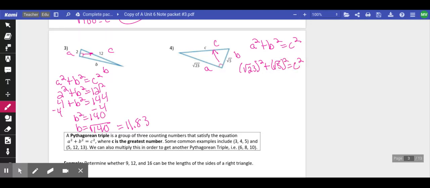Here you need to remember that the square root of a number squared is really just what I'm taking the square root of. So it's 23 plus 5 equals c squared. I add those together, so it's 28 equals c squared. And then take the square root of 28 equals c. And our directions said nearest hundredth, so I take the square root of 28 on my calculator, and it's 5.29.